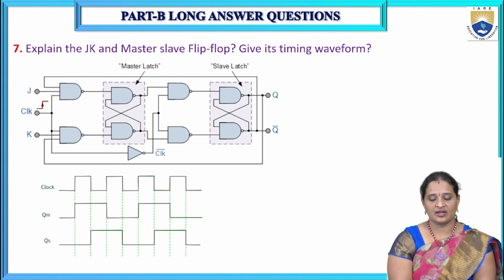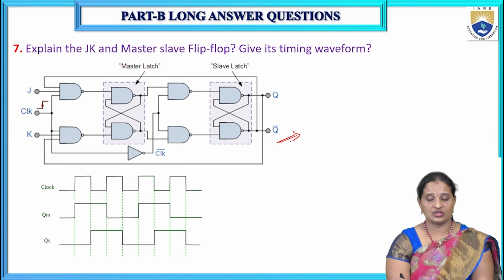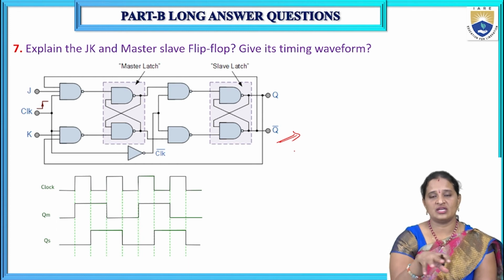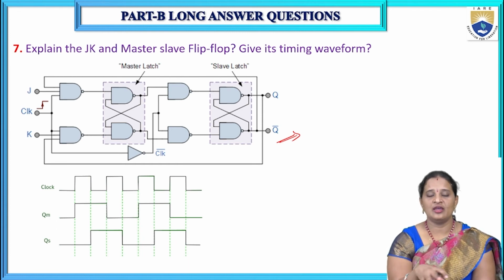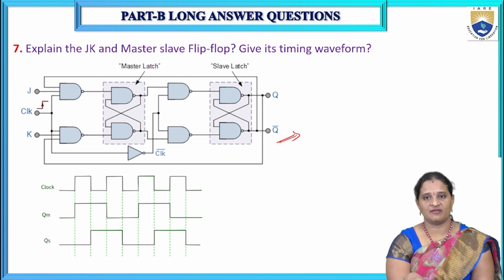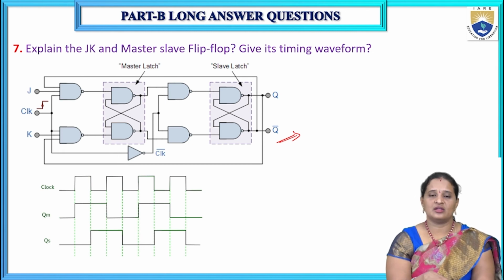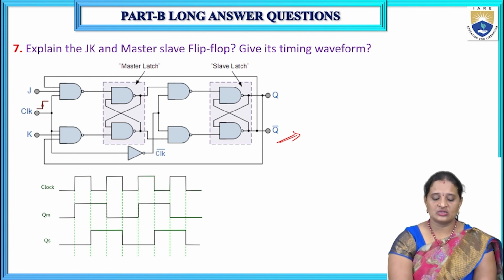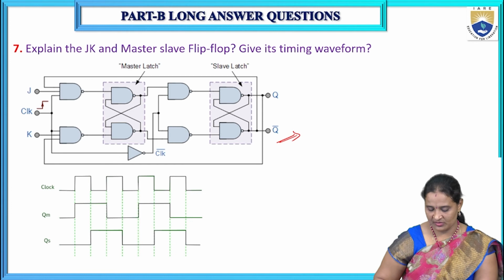Draw its circuit diagram. So this is a circuit diagram, that is, a logic circuit for the master slave JK flip-flop. Explain its operation and explain how the race around condition is eliminated in this master slave JK flip-flop. And draw its timing diagram showing that the race around condition has been eliminated. Okay, so this is how you can answer this question.